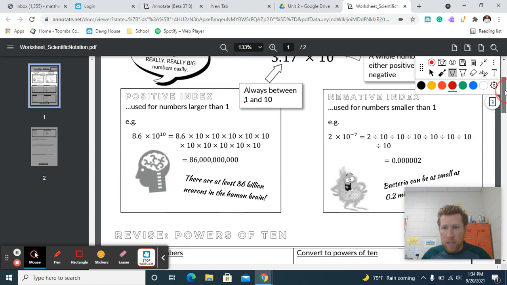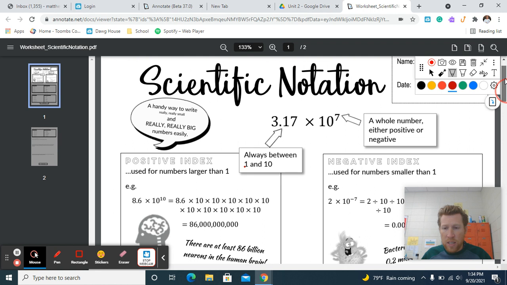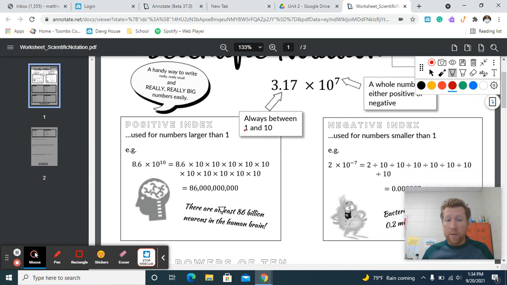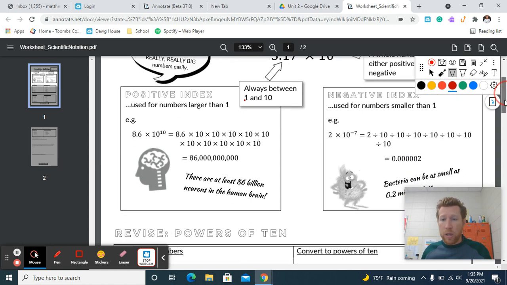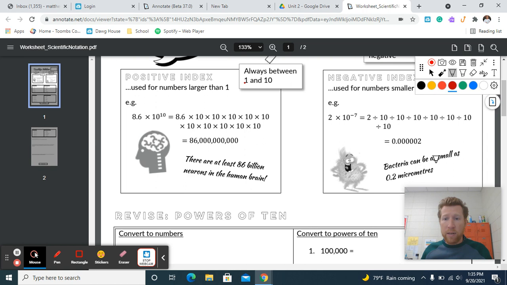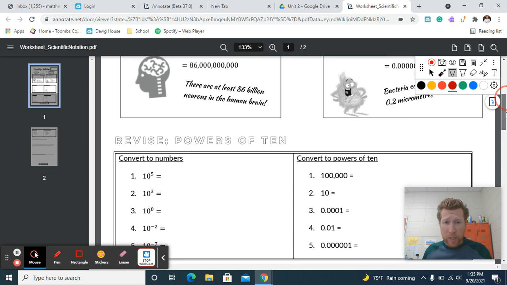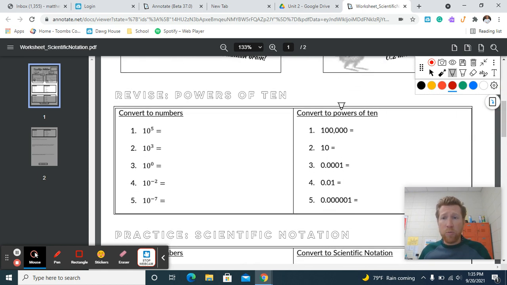We were talking about scientific notation, and scientific notation is very useful because we may have really big numbers, like the example I give you over here on the left: your brain has 86 billion neurons. Or we may have some really small numbers, like the one on the right, where a bacterium is as small as 0.2 micrometers. Scientific notation is useful in displaying that.